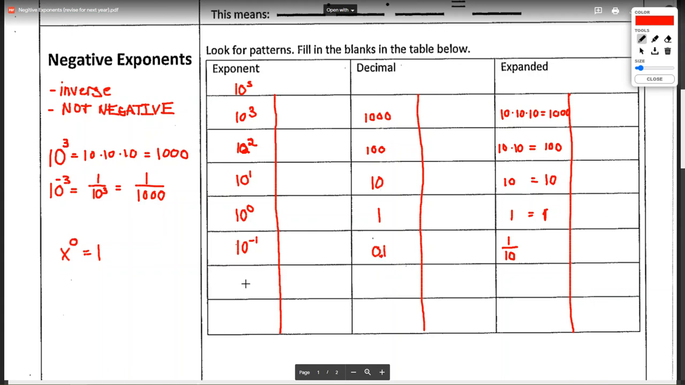10 backwards, all right? 10 to the negative second, okay? That's, instead of 10 times 10, it's 1/10 times 1/10, okay? Just equal to 1/100. 1 over 100, okay? That's 100 backwards as a decimal. I'll put the dot here.